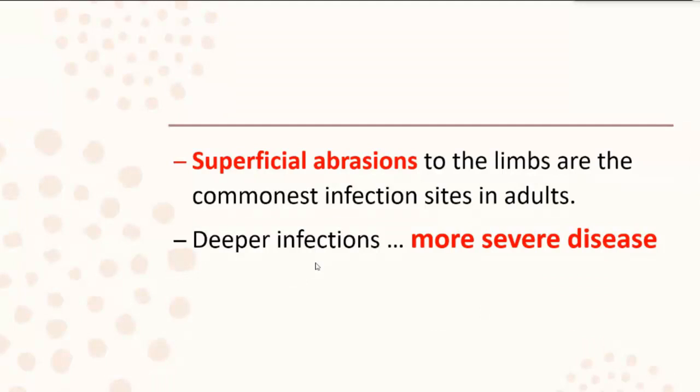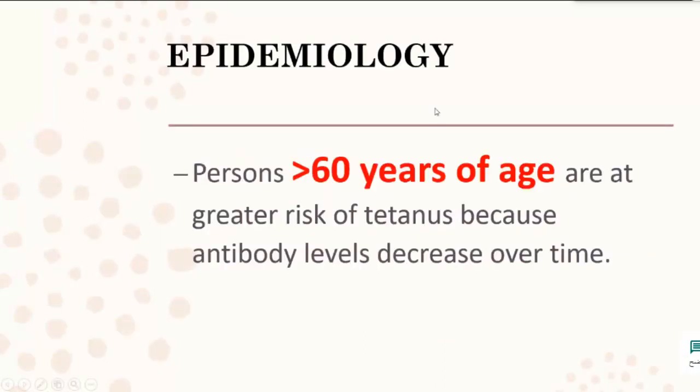Clear, students? Why does deep infection cause more severe disease? As a result of more toxin generation, because it favors an anaerobic environment. What about the epidemiology? How common is the disease among the age groups? Persons more than 60 years of age are at increased risk of tetanus. Why? Because the antibody level decreases over time.